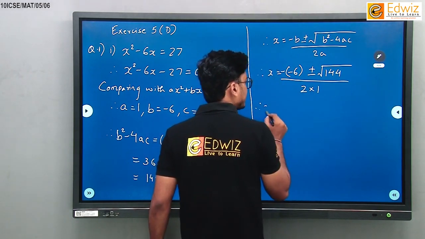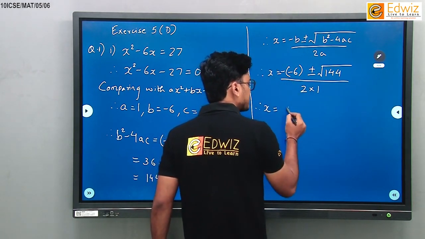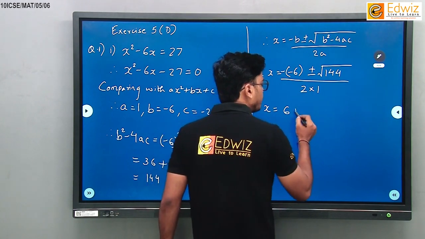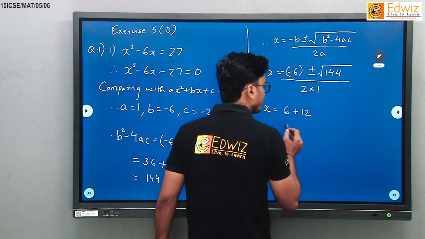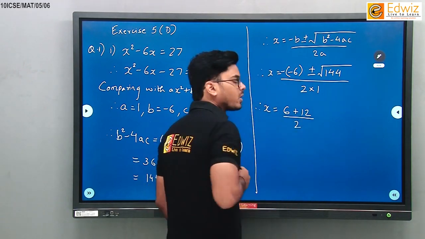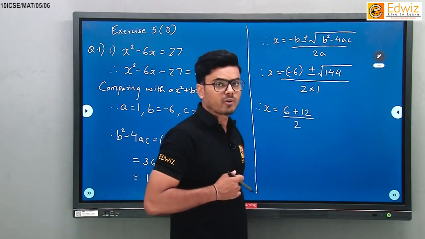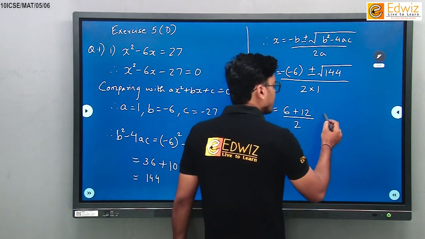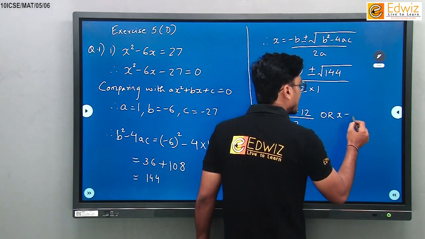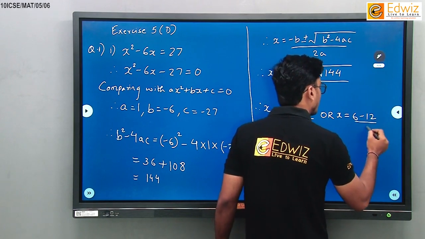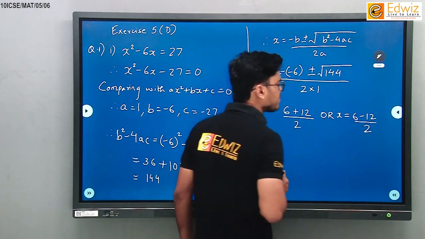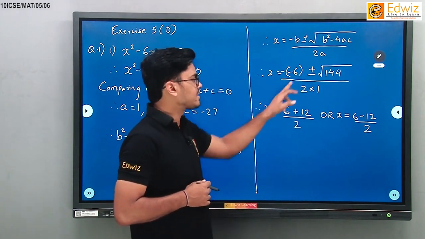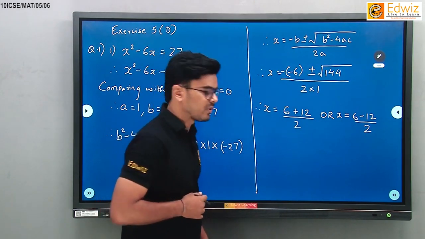So the value of x is minus minus, that becomes plus 6 here. Once we take plus root 144, which is 12, divided by 2. In the next solution we will take minus 12 upon 2. So 6 plus 12 upon 2 or 6 minus 12 upon 2. This is what it means: this can be plus or minus square root of 144.